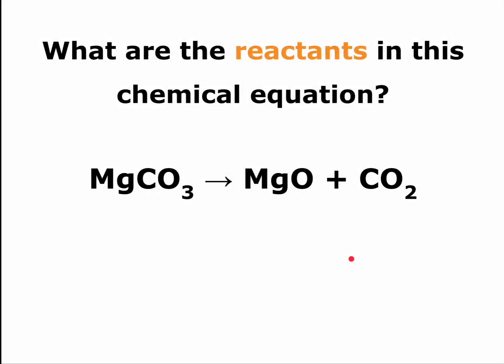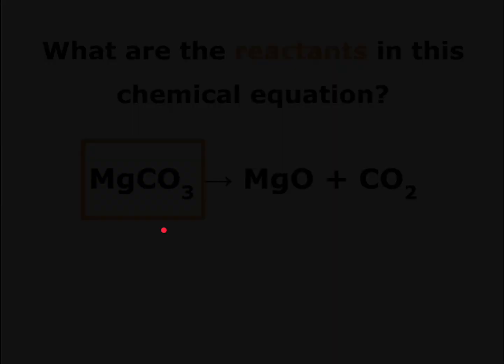All right, what are the reactants in this chemical reaction? We have magnesium carbonate decomposing into magnesium oxide and carbon dioxide. So what are the reactants? That's right, the reactants are just the magnesium carbonate. Sometimes you only have one reactant or one product in a chemical equation.